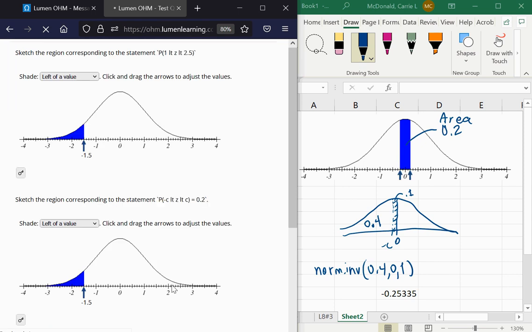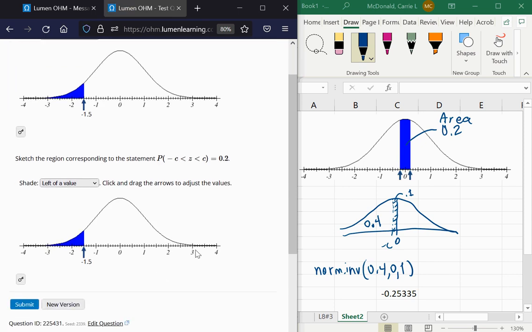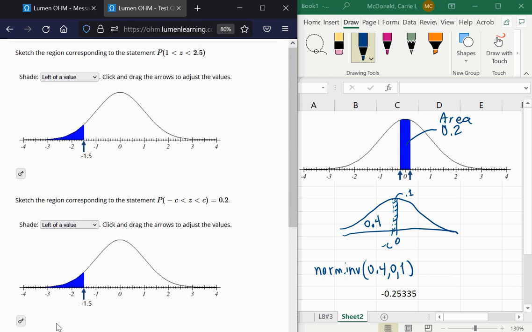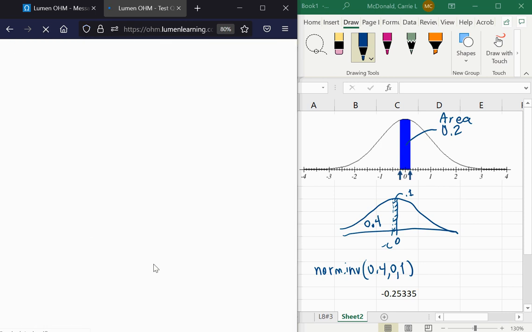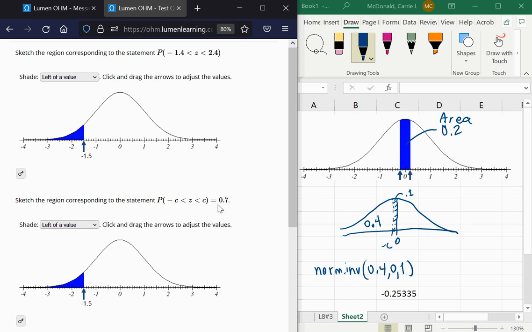Should we try one more of these? There's another between area here. So again, take this area. This is the harder part, so I'm just focusing on this. Now we have a bigger area, 0.7. So it is going to be somewhere right around -1 and +1, because we already know 68% lies within 1 standard deviation of the mean. So I'm guessing it's going to look like this.